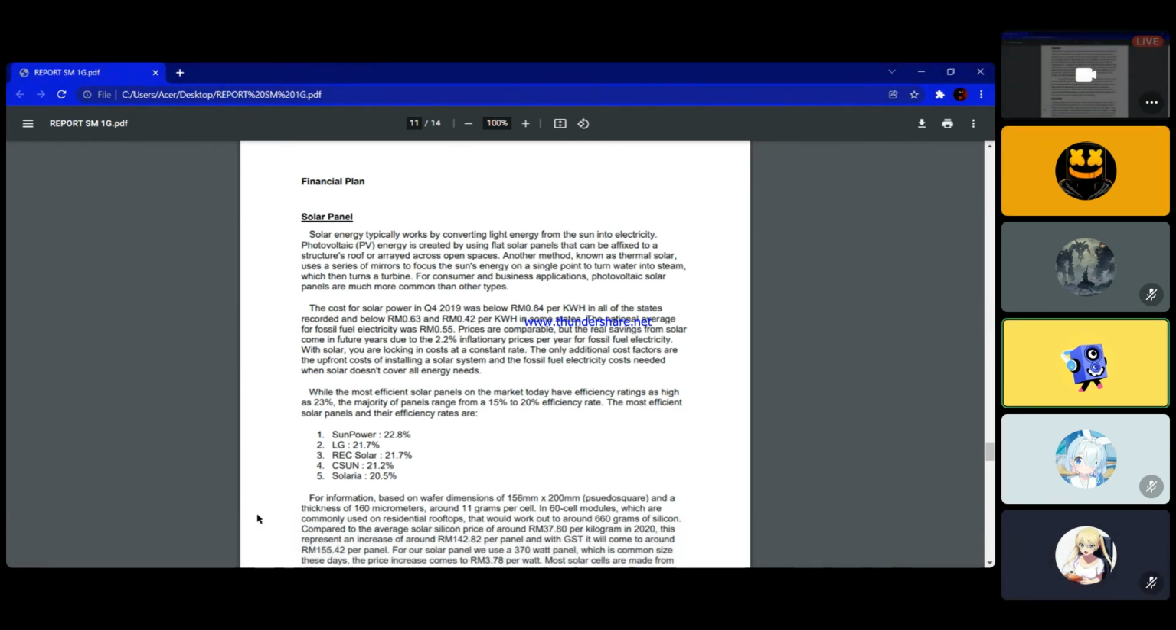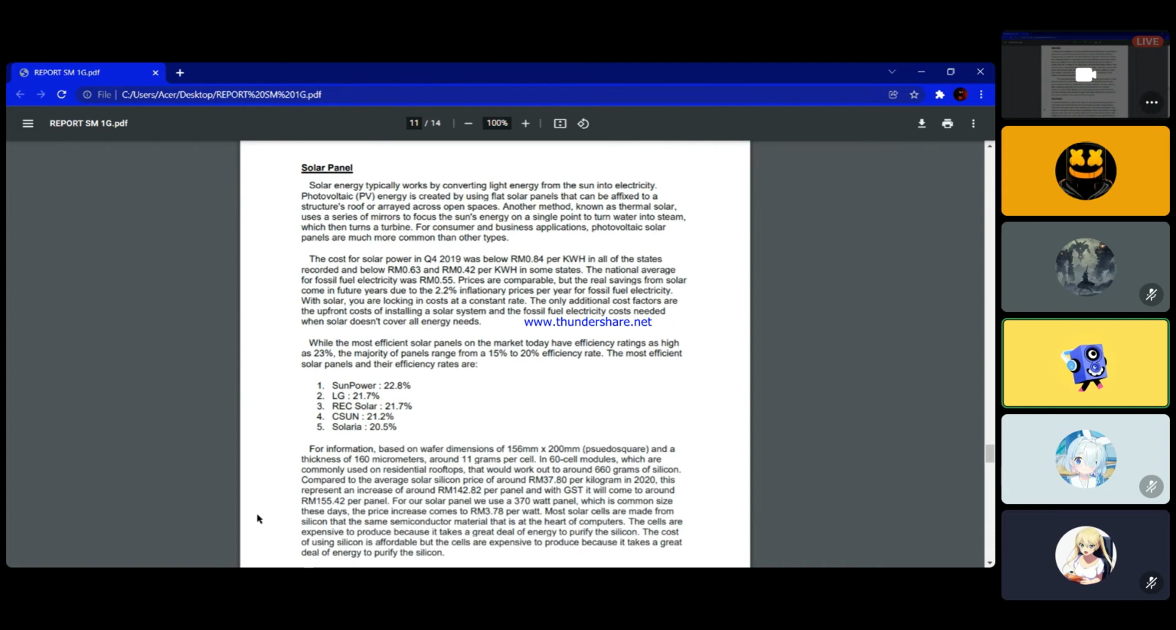Okay, next is the financial plan for solar panels. Solar panels typically work by converting light energy from the sun into electricity. Photovoltaic energy is created by using flat solar panels that can be affixed to a structure, a roof, or arrayed across open space. Another method, known as thermal solar, uses a series of mirrors to focus the sun's energy on a single point to turn water into steam, which then turns a turbine for consumer and business applications.